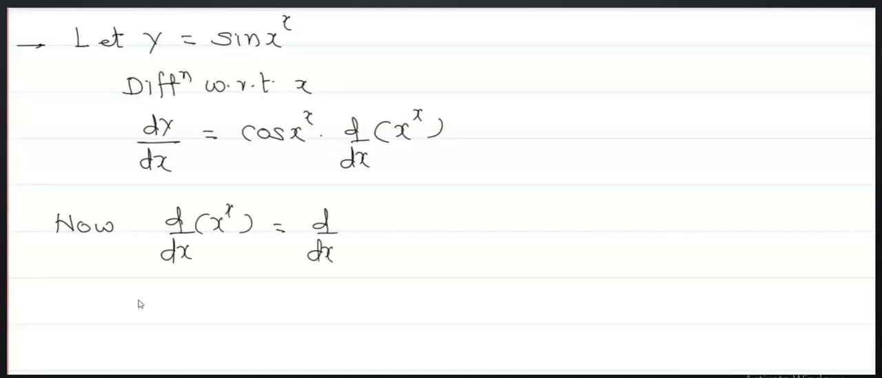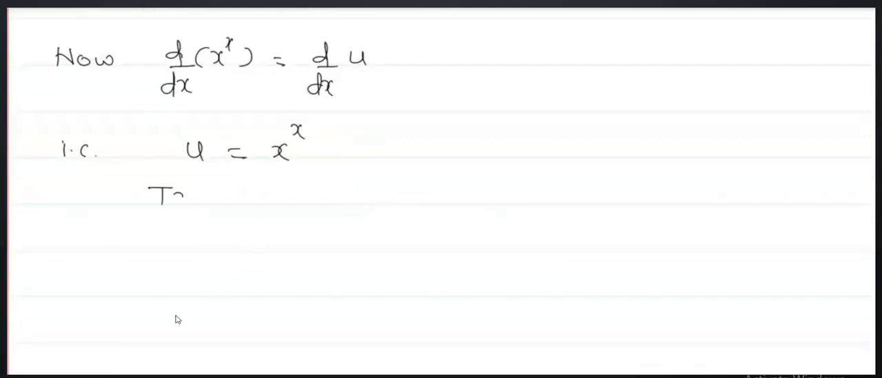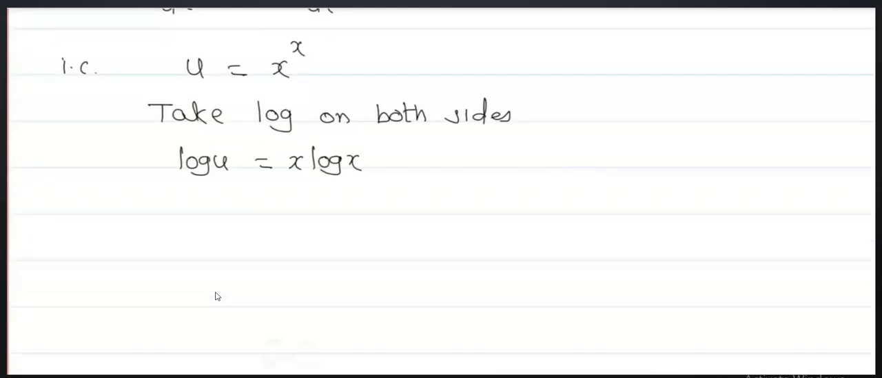That is d/dx of u. But what is u? u is equal to x raised to x. Take log on both sides, that is log of u is equal to x log x. Therefore, differentiate this with respect to x: 1 upon u into du by dx.